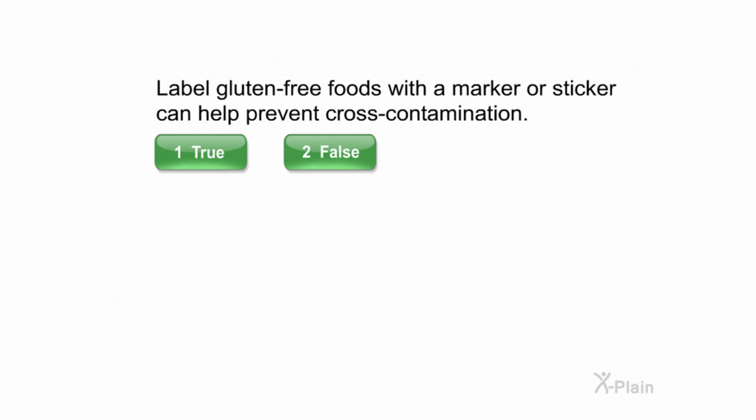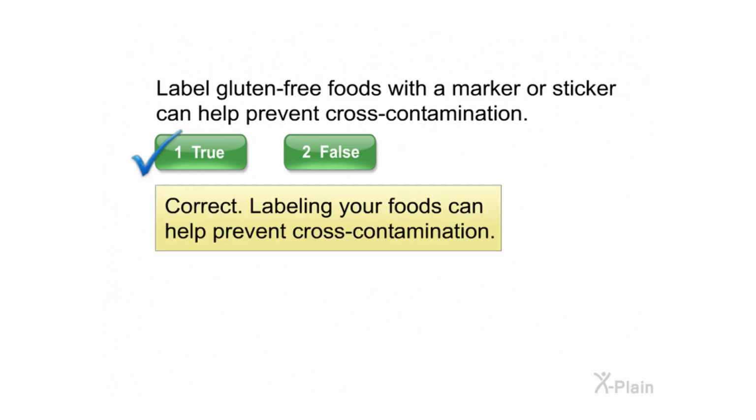Labeling gluten-free foods with a marker or sticker can help prevent cross-contamination. Select true or false. Correct. Labeling your foods can help prevent cross-contamination.